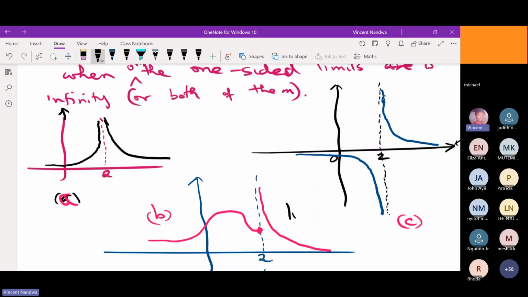So the limit as x approaches 2 from the right is infinity.